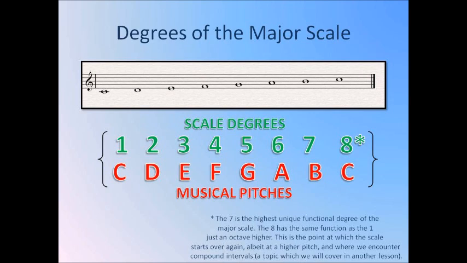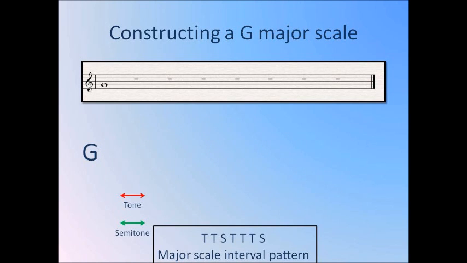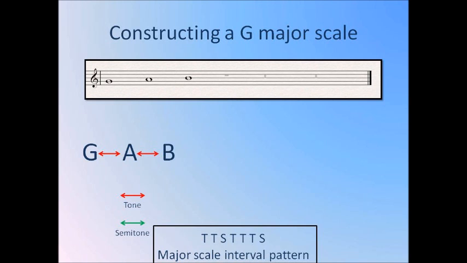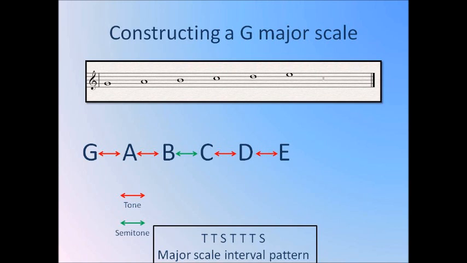Just to remind you, the order of the intervals is what actually gives the major scale, or any scale for that matter, its distinct sound. So let's try this out and construct a major scale in a different key. We'll use the key of G, as that's the key we've been using in our improvising lesson. Our starting note, our root note, and the note that defines the key and gives the key its name is of course G. Following our major scale formula of tones and semitones, the next note is A, then B, now semitone to C, D, then E.